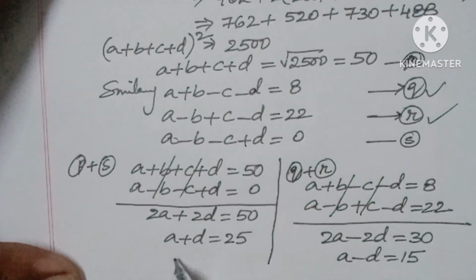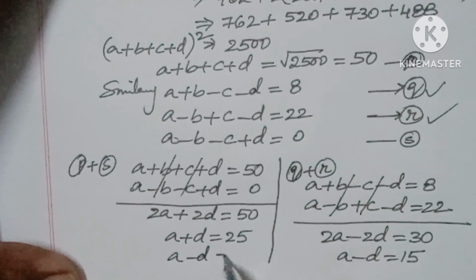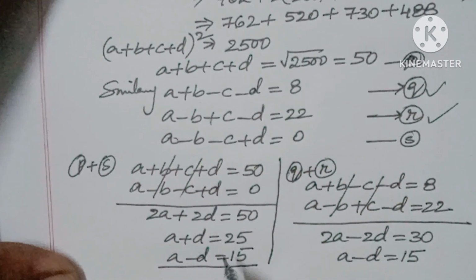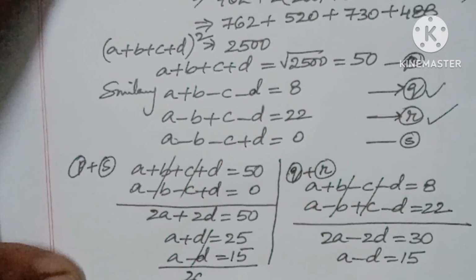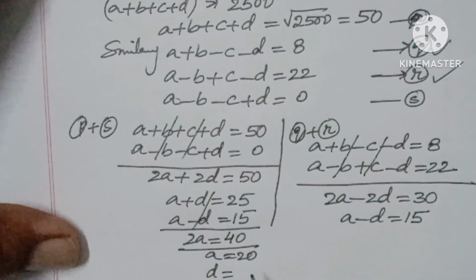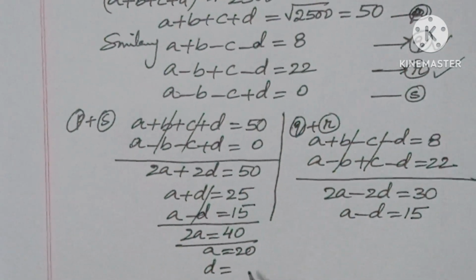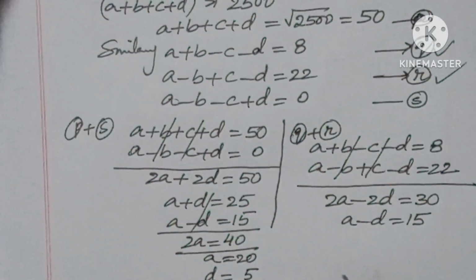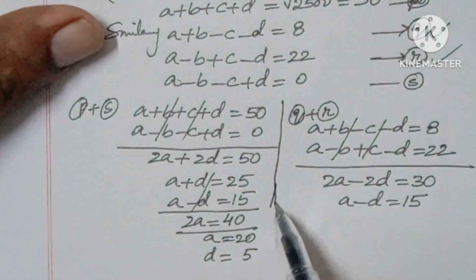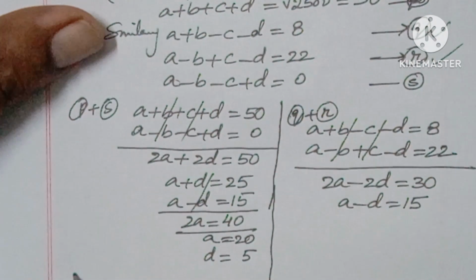Now if you solve these two, a plus d value is 25 and a minus d value is 15. So here 2a is equal to 40. a is equal to 20 and d value is 5. A value, d value got. Now we will go to the next step.